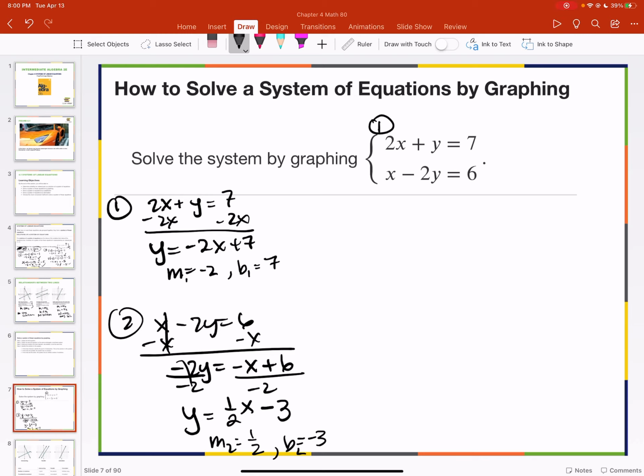Okay. So if I was to graph these, you should see. So I'll do the first one in, I guess, pink. Let me draw the little tick marks.